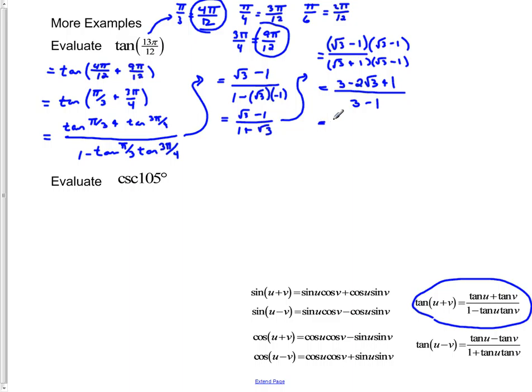And so what do we have here? Well, it looks like we've got 4 minus 2 times the square root of 3, divided by 2. There's a common factor of 2 in the numerator, and so this is all going to reduce. This is going to become 2 minus 1 times the square root of 3. Well, there's our reduced answer right here. The tangent of 13 pi over 12 is 2 minus root 3.